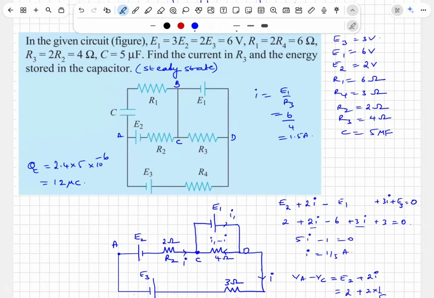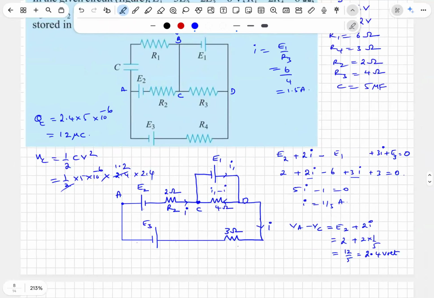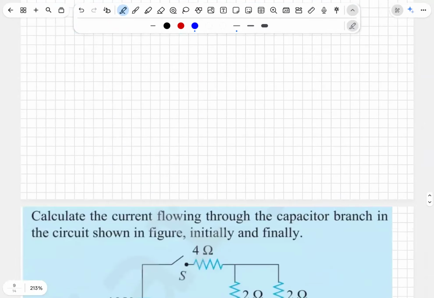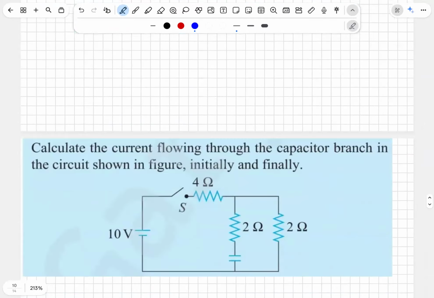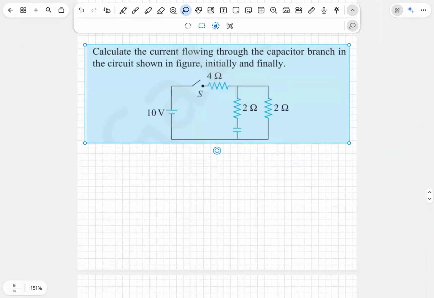Okay, what is the energy stored in the capacitor? The energy stored in the capacitor is half CV square, half into 5 into 10 power minus 6 into V square, 2.4 into 2.4. 1.2 or whatever it is, that is your answer. Any doubts? Clear? Right. I am still doing basic models only.